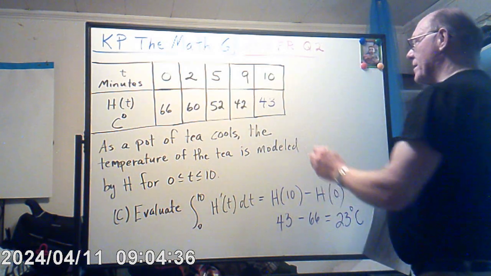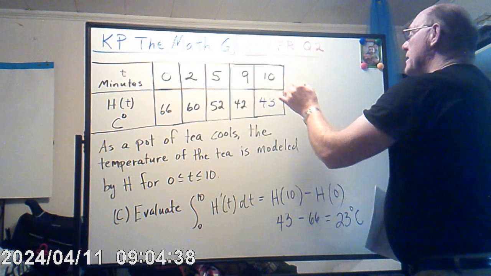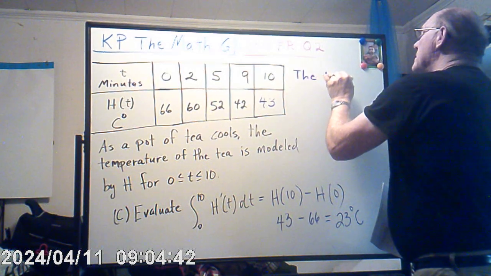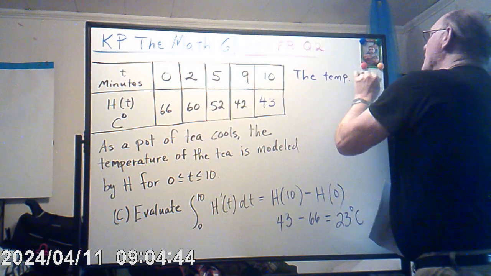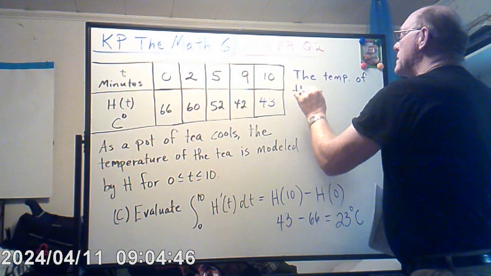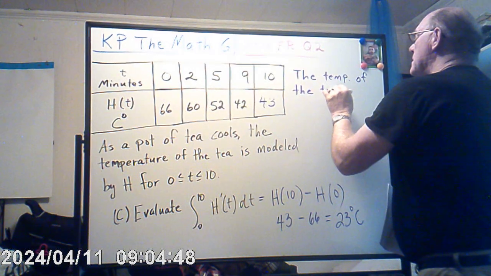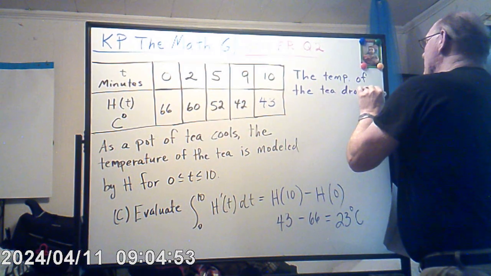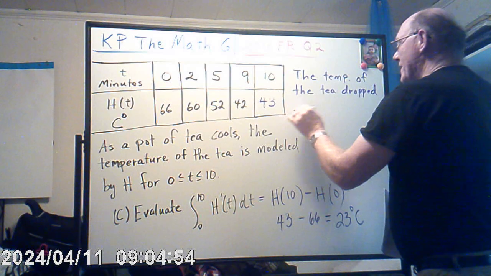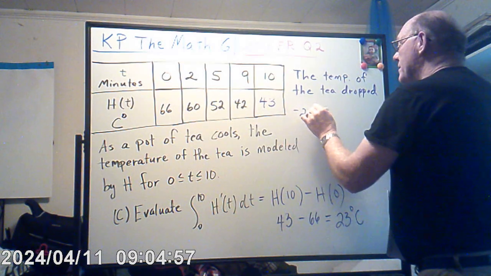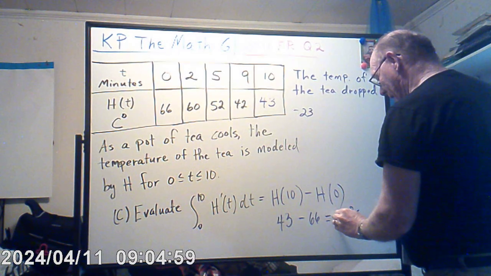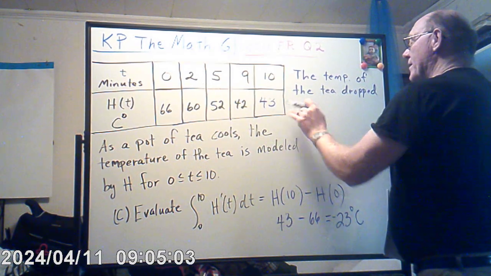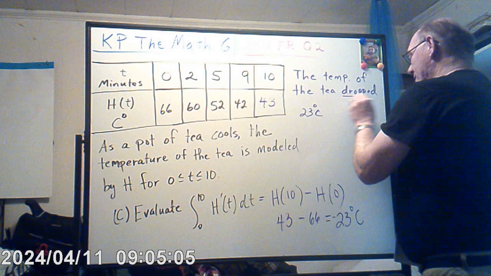So what can you conclude? The conclusion is the temperature of the tea dropped. Now, do not make a mistake and say negative there. Do not say negative there. It's dropped. There's your negative sign right there.